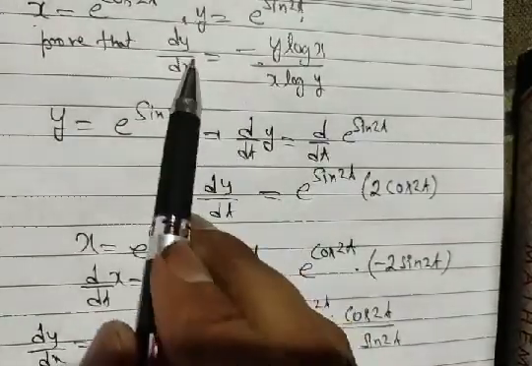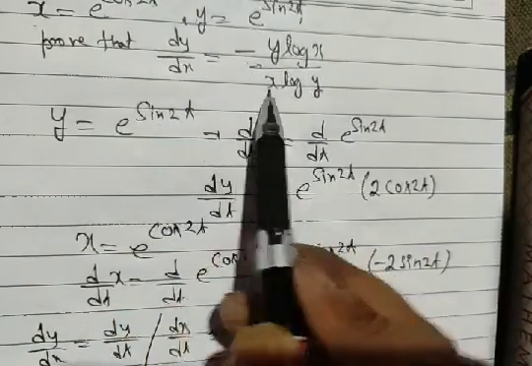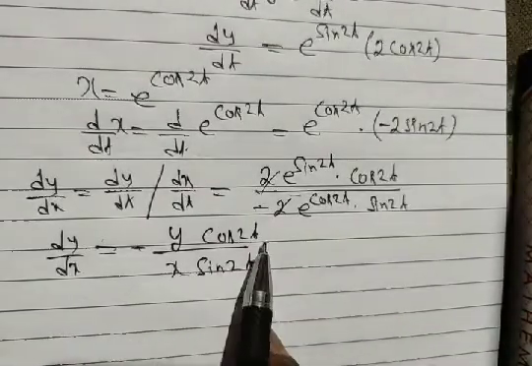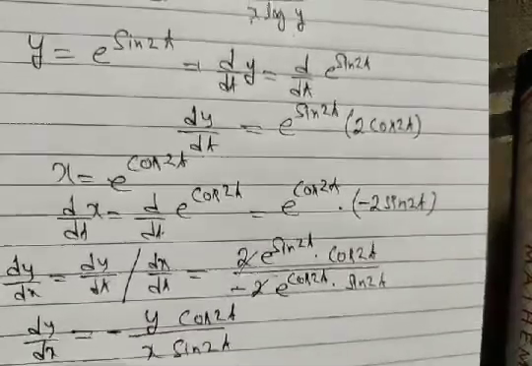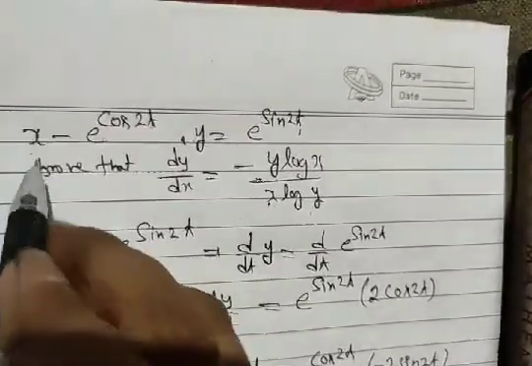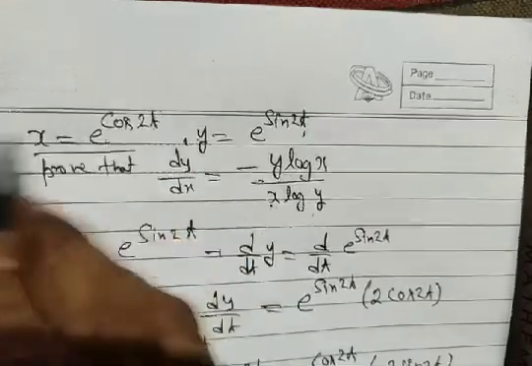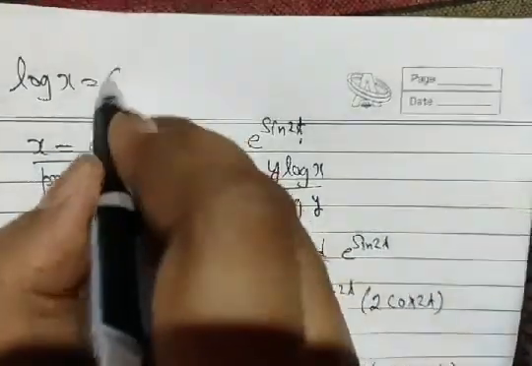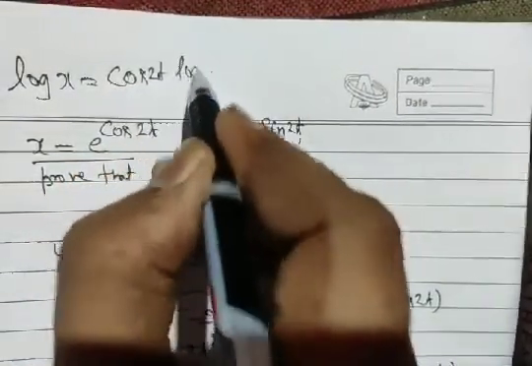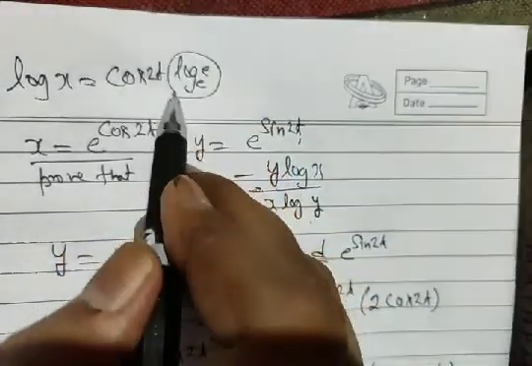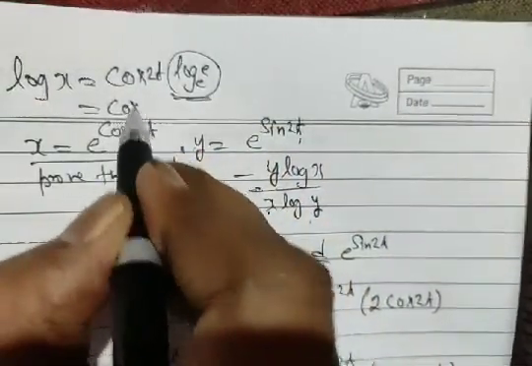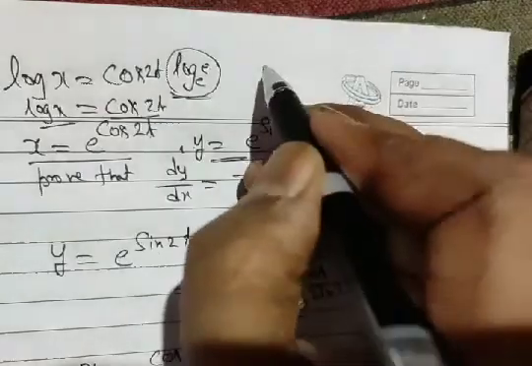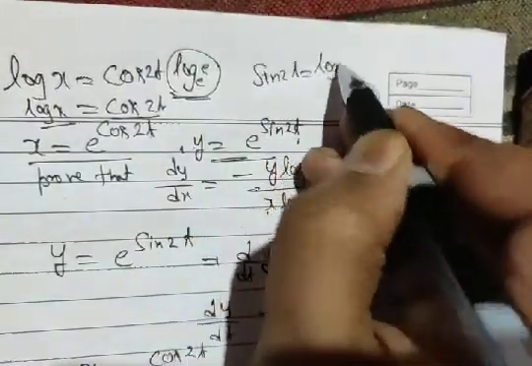But what we have to prove is that dy/dx equals minus y log x upon x log y. But what we get here is minus y cos 2t upon x sin 2t. Then we use the given function. If we have x equal to e to power cos 2t, we take the logarithm of both sides. Log x equals cos 2t log e, base e. Our log e is equal to 1. That's why cos 2t is equal to log x. Similarly, we can find that sin 2t is equal to log y.